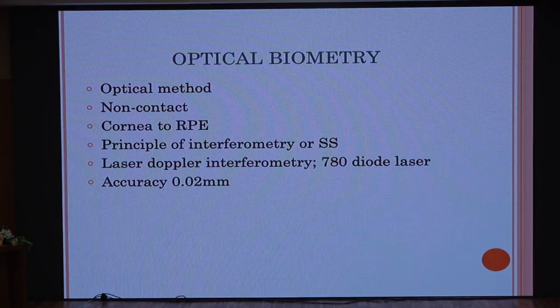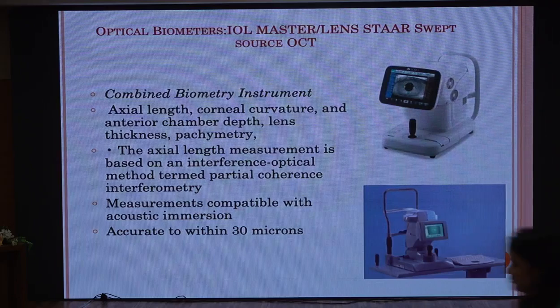Now, because we know almost everybody has the optical biometers, this we know is a non-contact method, and it calculates the axial length from the cornea to the retinal pigment epithelium layer. It uses the principle of either interferometry or swept source. The accuracy compared to immersion is about 0.02 millimeters.